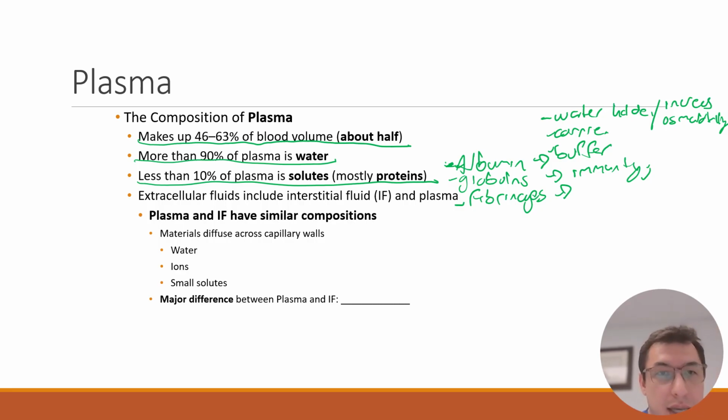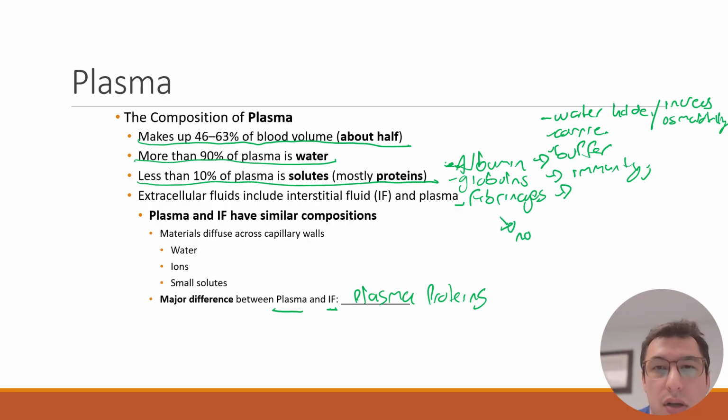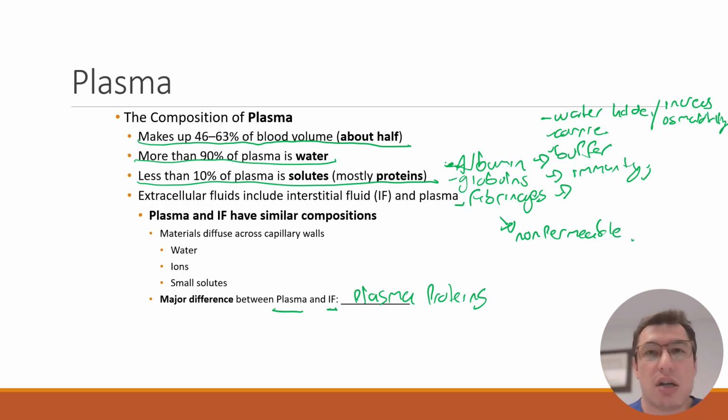Another key concept here is the difference between interstitial fluid and plasma. The composition is very similar, but the major difference between plasma and interstitial fluid is plasma proteins. Because we have albumin and globulins, and they are non-permeable proteins that do not cross capillaries. They create an oncotic pressure that pulls the water in, and with that you allow water to be kept in blood.